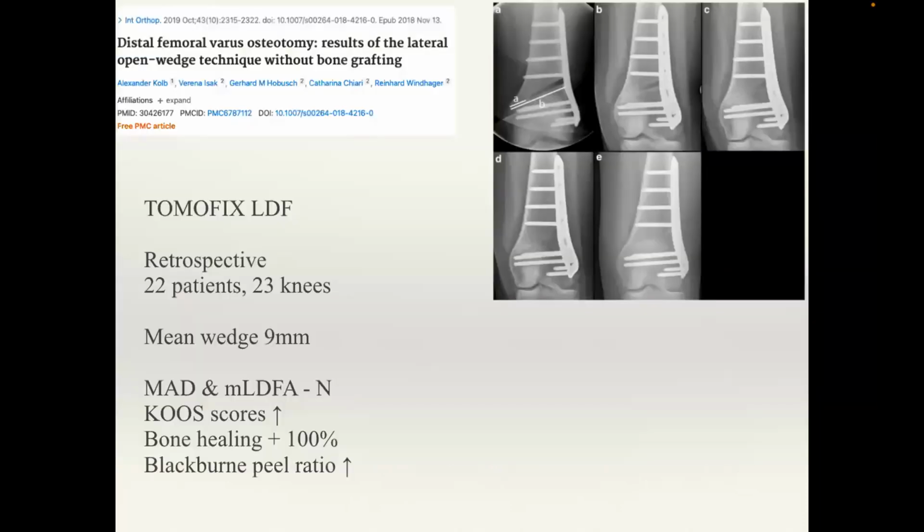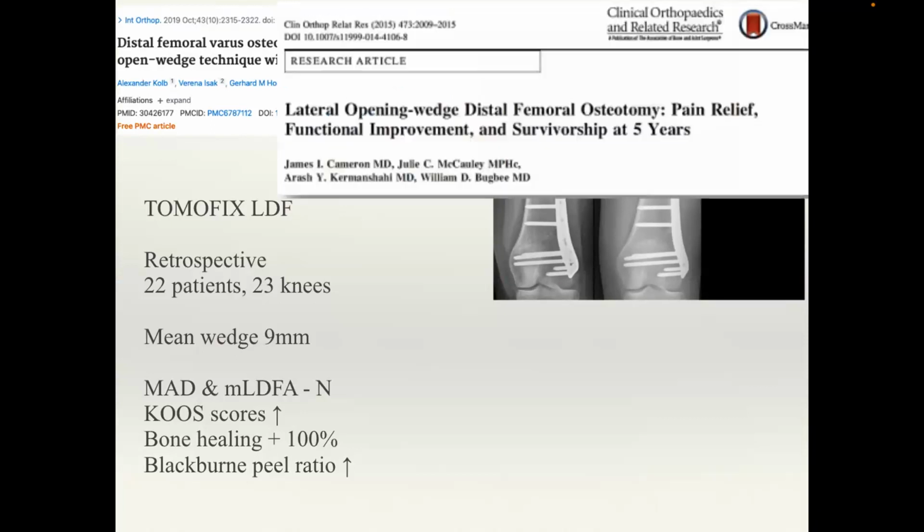According to Alexander Grove et al., they used TomoFix for the distal femur in a retrospective study of 22 patients, 23 knees. There is a mean wedge of 9 mm. He said that the mechanical axis deviation (MAD) and lateral distal femoral angle became normal, that is 87 plus or minus 3 degrees. And there was 100% bone healing.